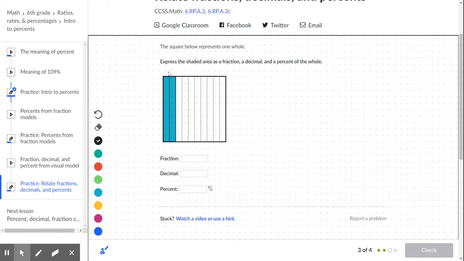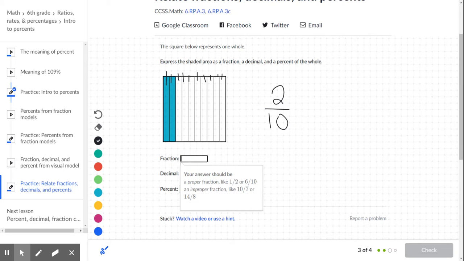See how many pieces I have total? 1, 2, 3, 4, 5, 6, 7, 8, 9, 10 pieces total. And out of those 10 pieces, 2 of them are shaded. So my fraction is 2/10. I could reduce it, but they don't ask me to, so I'm just going to leave it like that.